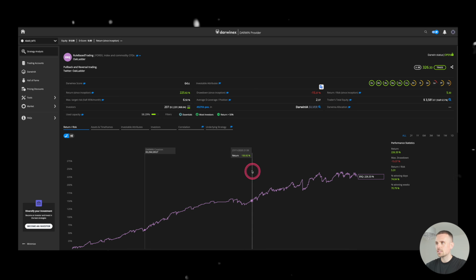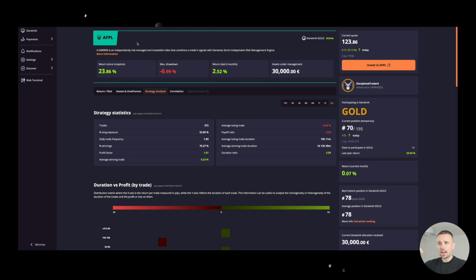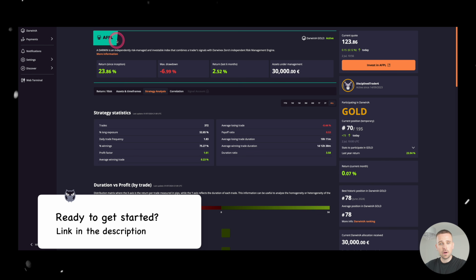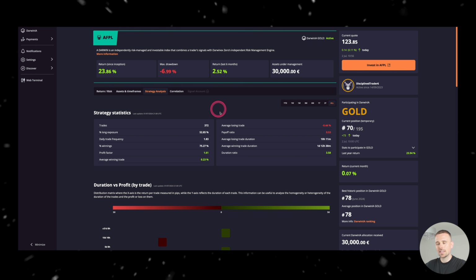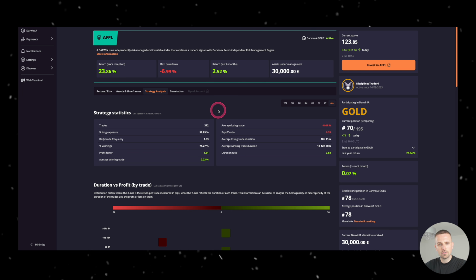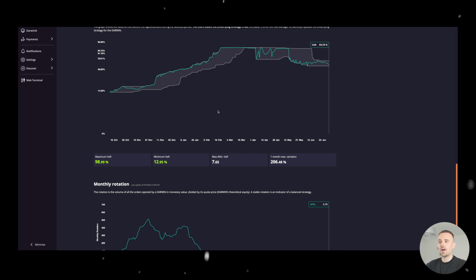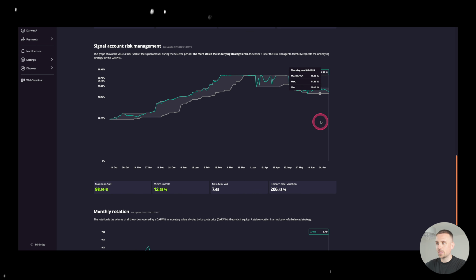Hopefully making sense. If we now go and look at another, shout out to AFPL, they're on my Darwinex leaderboard and they do incredibly well every month. As you can see here, return of 23%, max drawdown of 6.99. It's very important to remember the drawdown is peak to trough based on a high watermark, so bear that in mind. Now, if we go down to the VAR, which is what everybody gets a little bit carried away with.